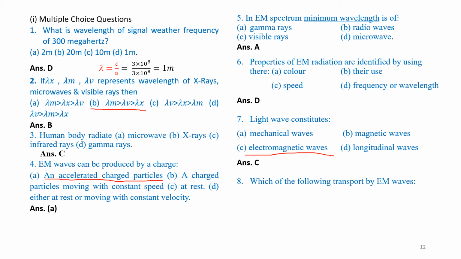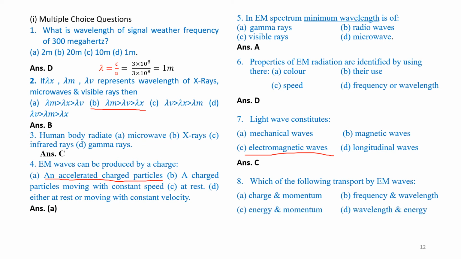Question number 8. Which of the following is transported by electromagnetic waves? A, charge and momentum; B, frequency and wavelength; C, energy and momentum; D, wavelength and energy. We know it is energy and momentum. So the answer is C.